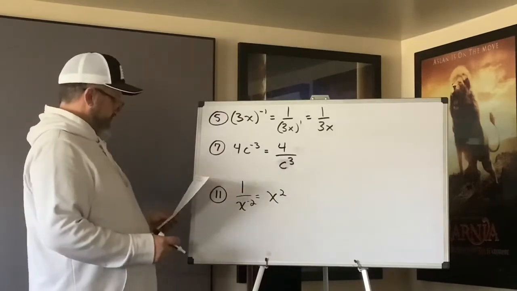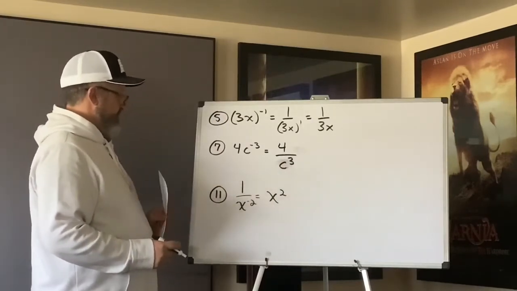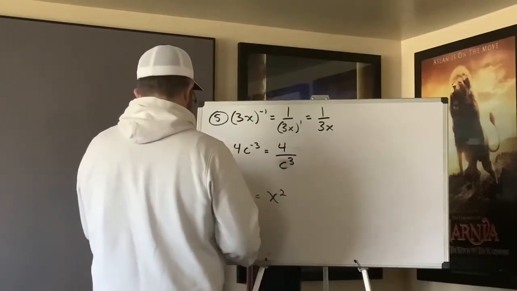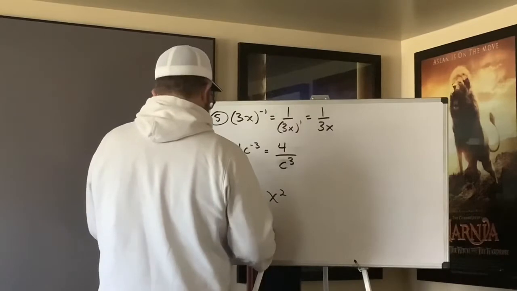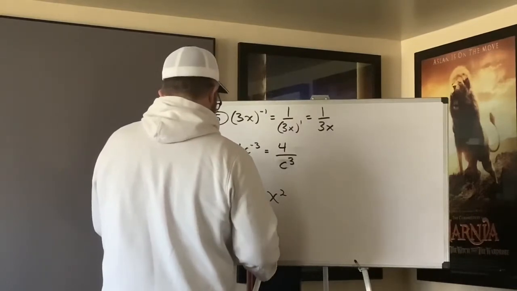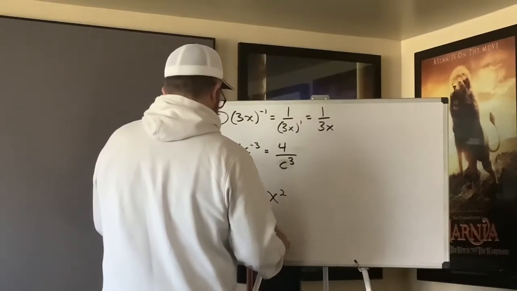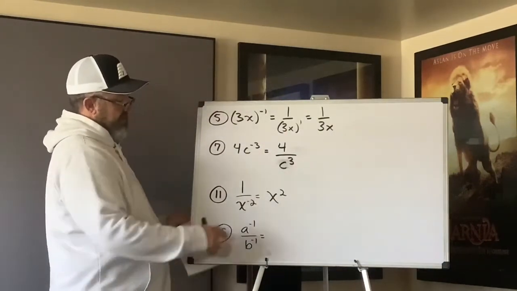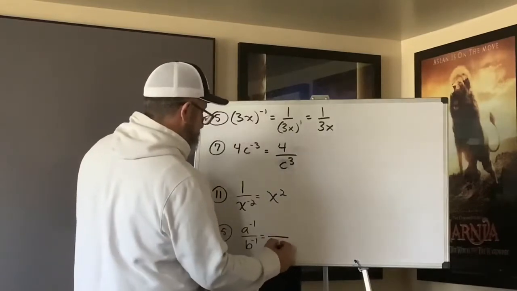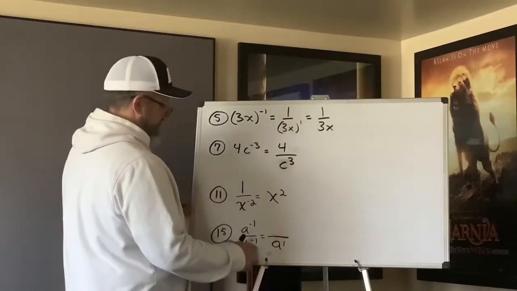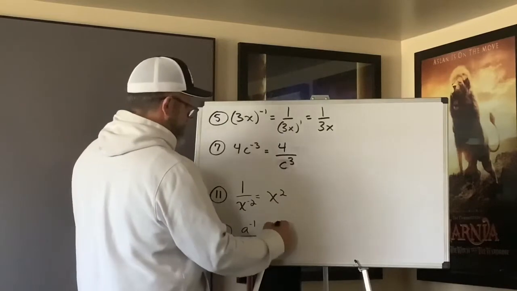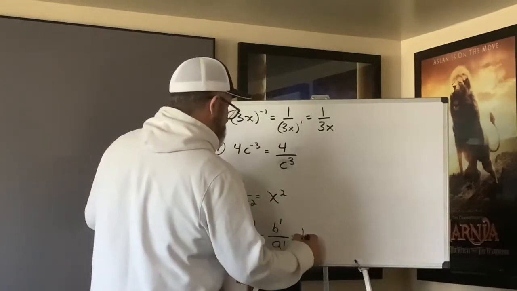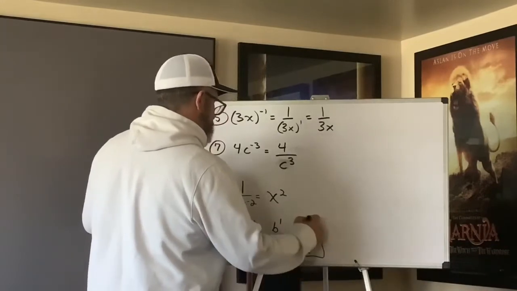Okay? We're going to skip 13. You guys can do that one. We're going to go to number 15. And 15 says a to the negative 1 over b to the negative 1. Oh, well, a to the negative 1 is a negative exponent, right? Comes down to the bottom. a to the 1. Negative exponent in the bottom moves to the top. b to the 1. Okay? b over a is your answer.